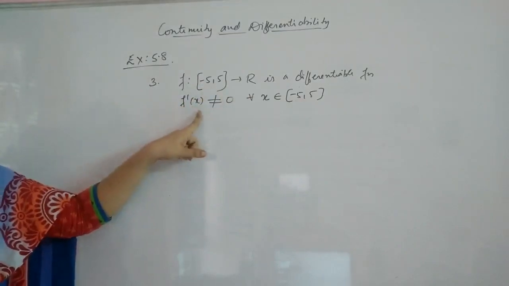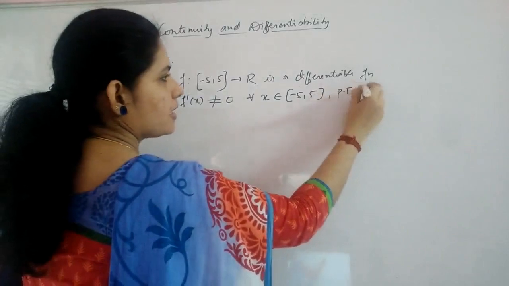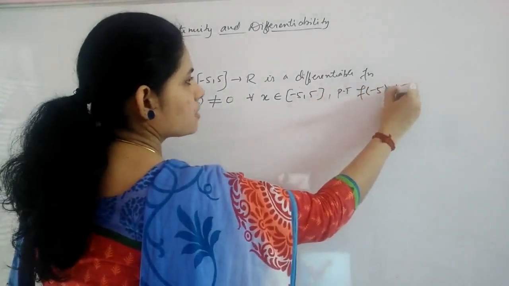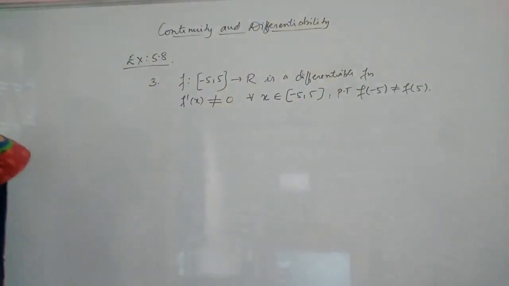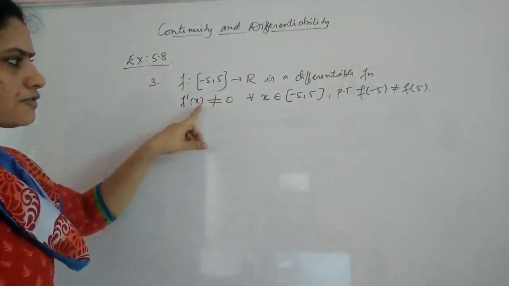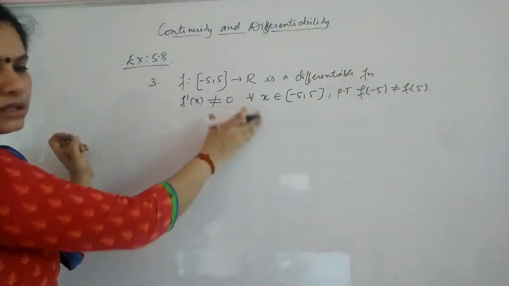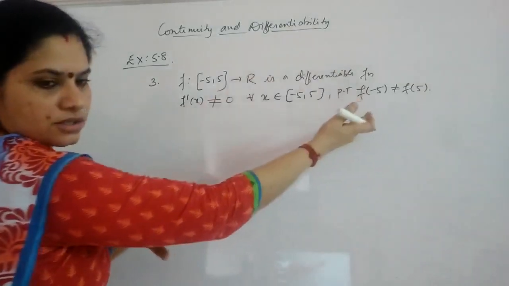f dash of x is not equal to 0. That is the meaning, and you have to prove that f of minus 5 is not equal to f of 5. So we will start with Rolle's theorem condition, because f dash of c is equal to 0 comes in Rolle's theorem, and since this is not satisfied, that is also not satisfied.